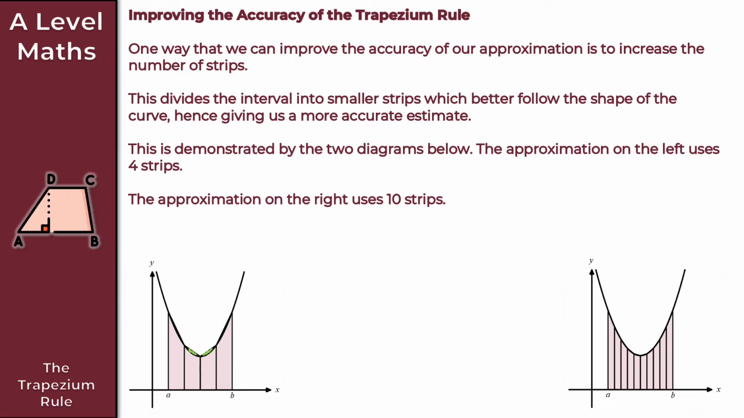And again, the reason for that is because we've split the interval up into smaller strips, which better follow the shape of the curve. So in that case, we obtain a more accurate estimate. So it is important that you are aware of how we can improve the accuracy of the trapezium rule. And this does often come up in exam questions for 1 mark, just asking how can we improve the accuracy of our estimate. Okay. And that's all you need to say, just increase the number of strips.